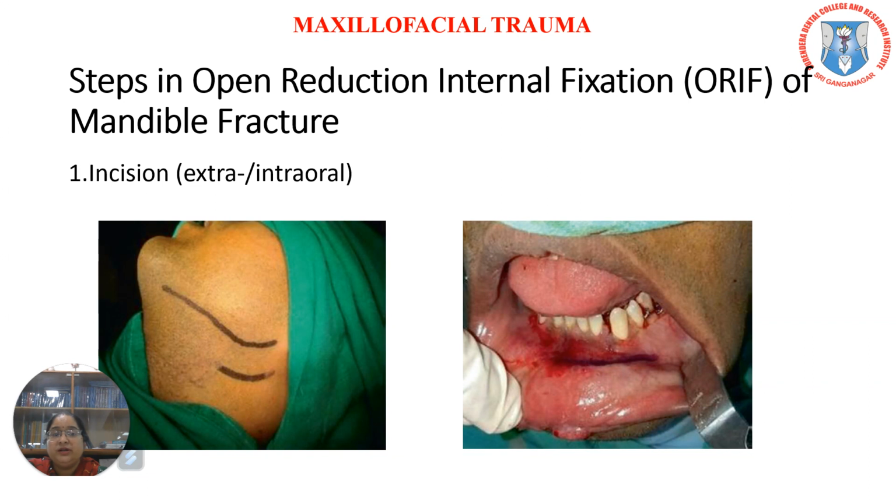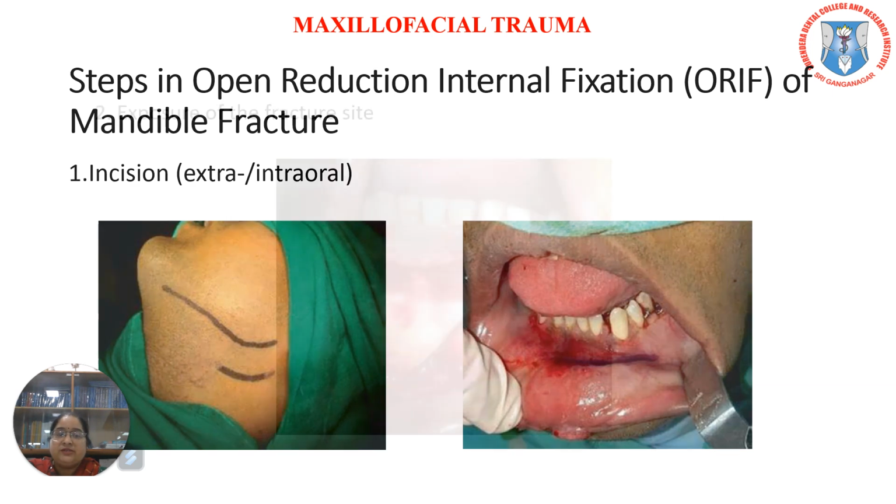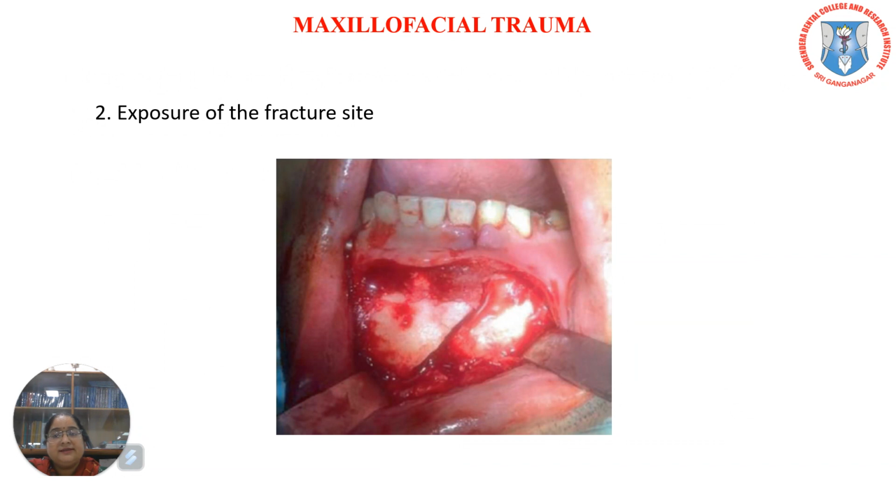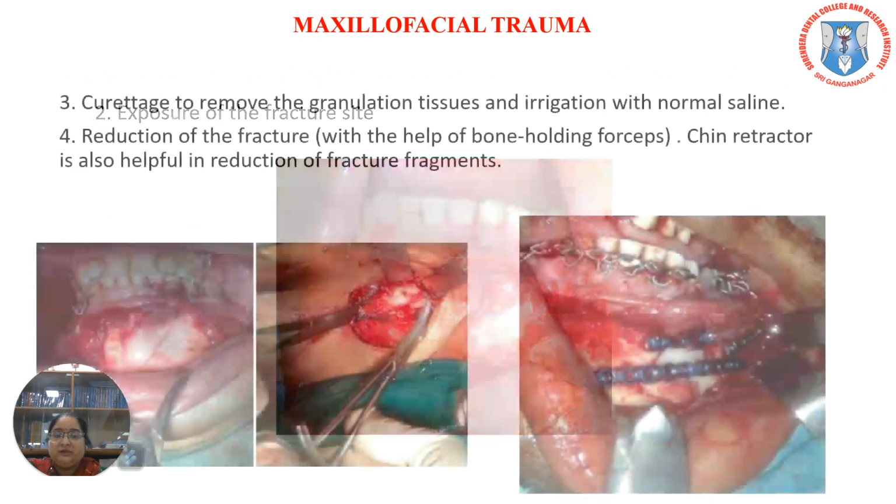What are the various steps for open reduction? Internal fixation for mandible: we can go for either intraoral or extraoral approaches. Extraoral is required for angle and ramus fractures, while an intraoral incision can be used for parasymphysis and symphysis or even for body fractures. The second step is exposure of the fracture site. We can easily visualize the fracture segment here.